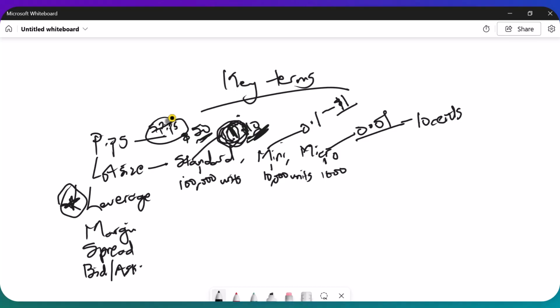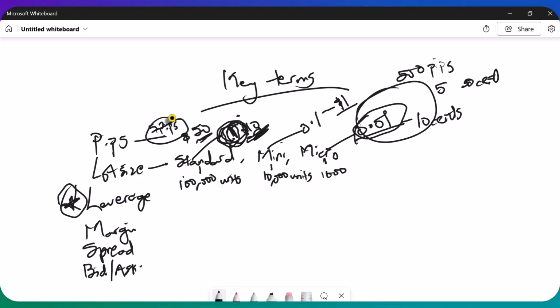So it's logical to use 0.01, because if it moves just 5 pips against you, that's 50 cents. And it has to move about 500 pips before you lose the whole money. That's that about calculating the amount you're making.